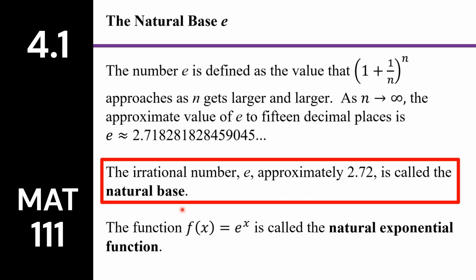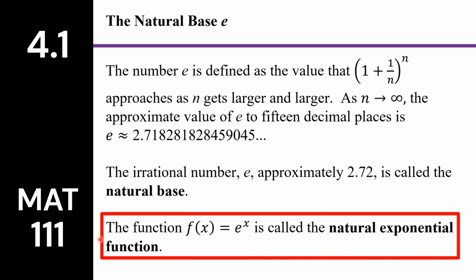We call this the natural base because this base occurs naturally in various places like biology, finance, and even how long a light bulb will last before it burns out. If we have a function that involves e in this way, we call that the natural exponential function.